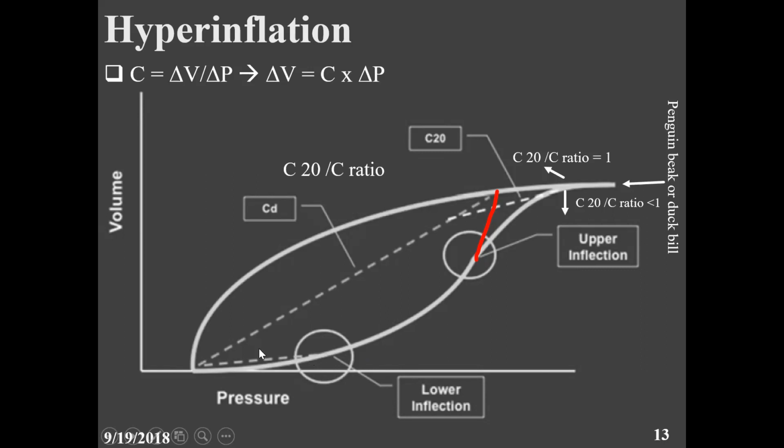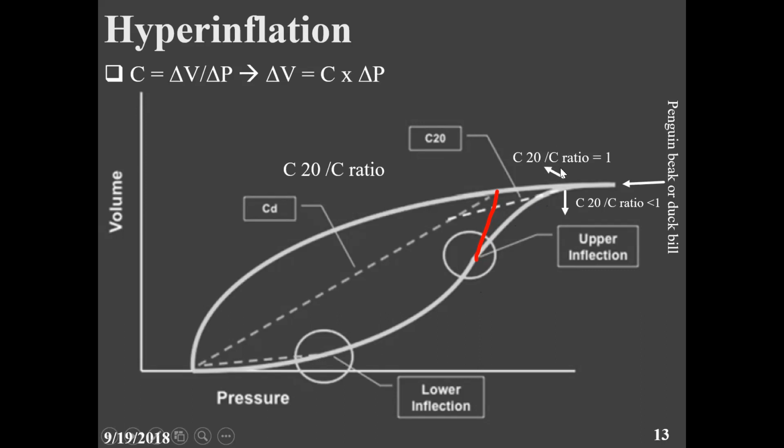If you get less, you get underinflation. If you get more, you get overinflation, and then you reach a point where again more pressure gives you no volume. This gives you overinflation. And now we will learn something called compliance.